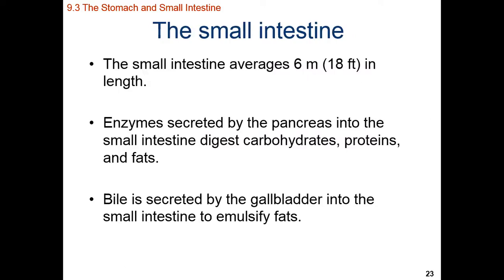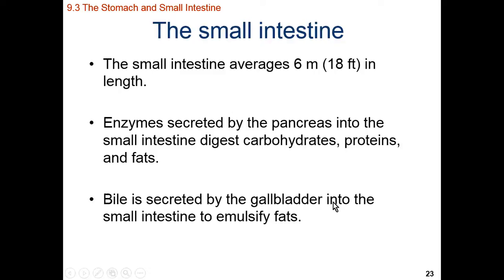Up next, we have the small intestine. Our small intestine is going to be about 6 meters or 18 feet long in an average human being. And in the small intestine, we're primarily going to have absorption and digestion. We're also going to have many accessory organs making their secretions into the small intestine.